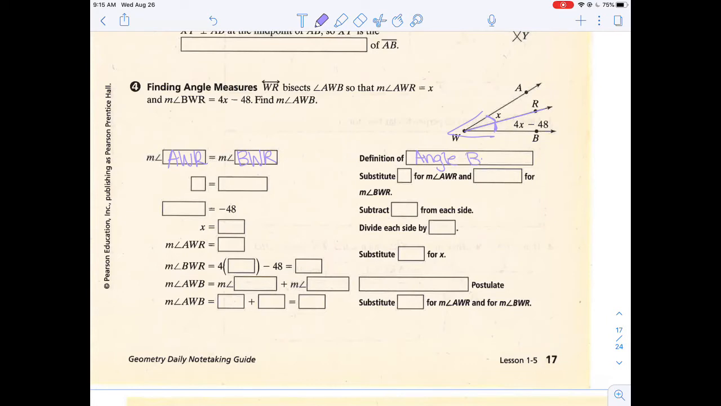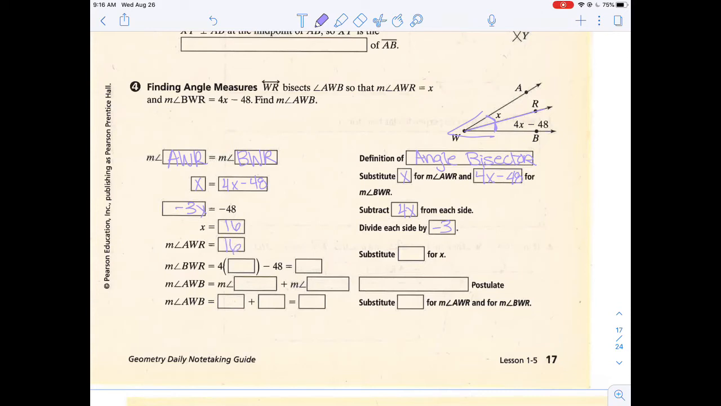We just learned that. If it splits an angle in half, then both halves have to be equal. We know that AWR is x and BWR is 4x minus 48. So we just substituted those in for the angles. Then we've got this positive 4x. We're going to subtract 4x over to the other side to get negative 3x equals 48. And all we did was subtract 4x. Then if we divide by negative 3 on each side, x equals positive 16.